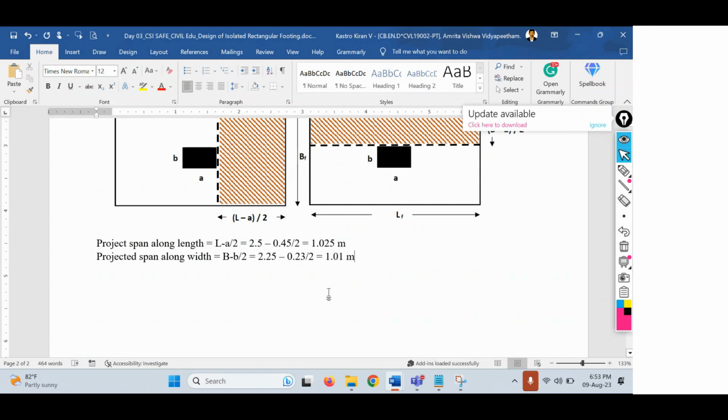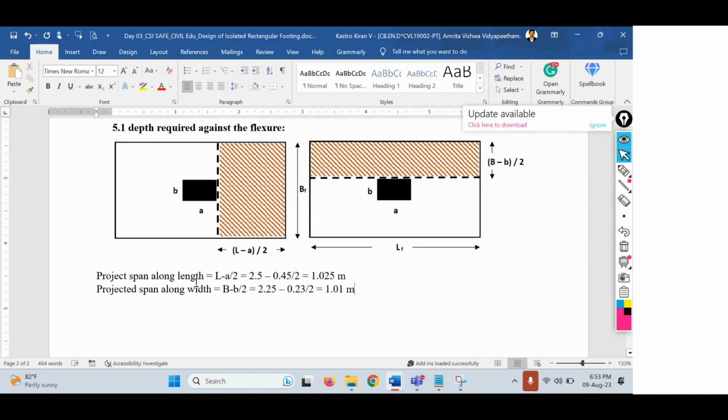So that's how you have to calculate the projected span along the length direction and the projected span along the width direction. Based on this, we are going to find the moment along the length direction and the moment along the width direction. Without calculating the projected spans, it is not possible to calculate the moment values. Let us check how to do that.